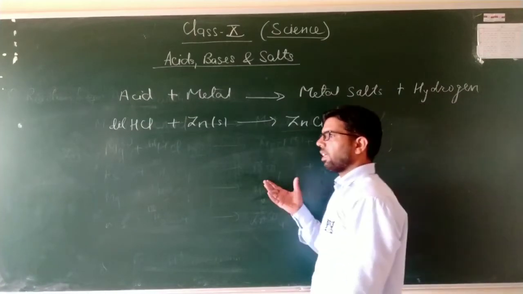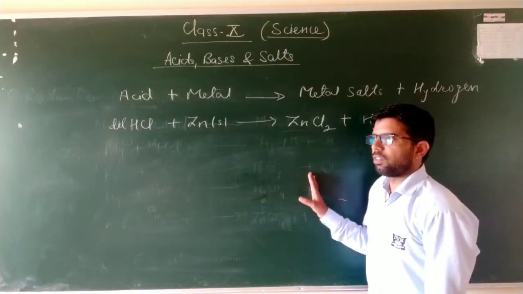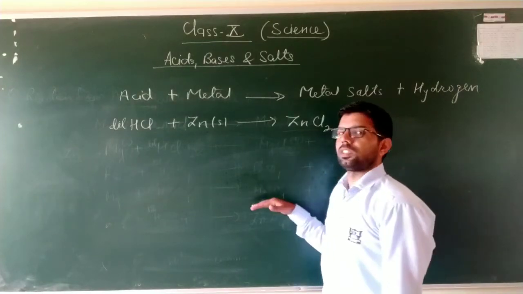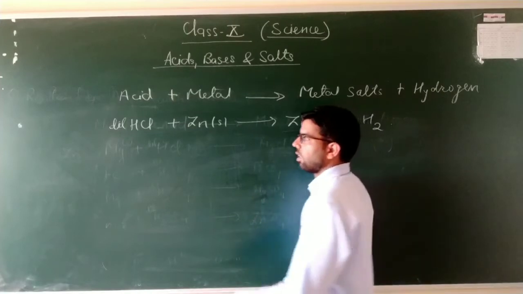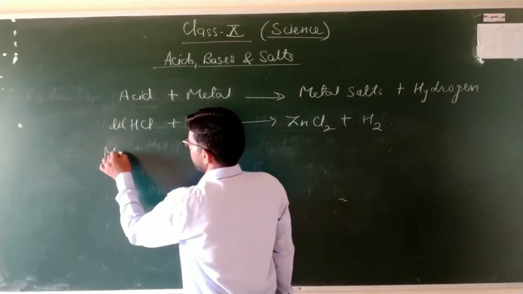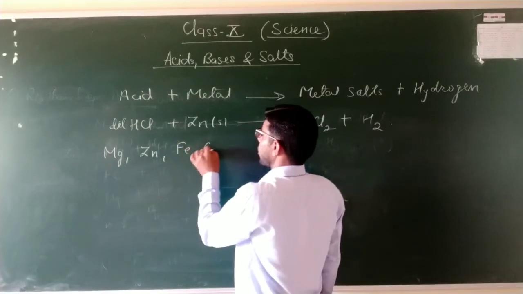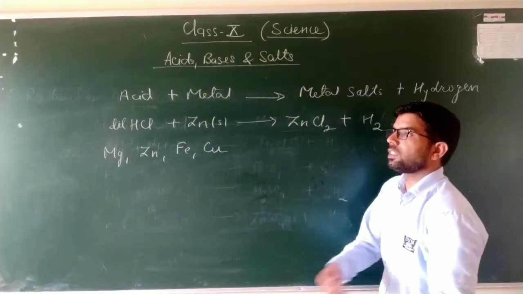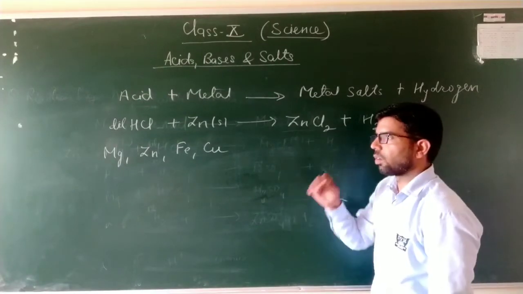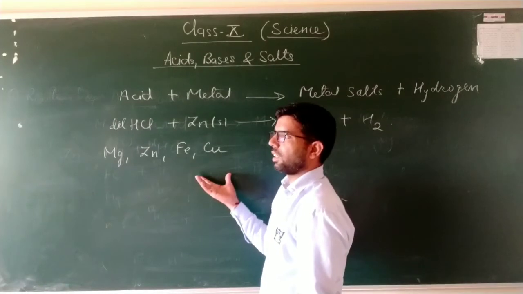Now suppose we are given 4 metals, magnesium, zinc, iron and copper, and we have to identify which is more reactive and which reacts more vigorously with acid. How can we identify that?